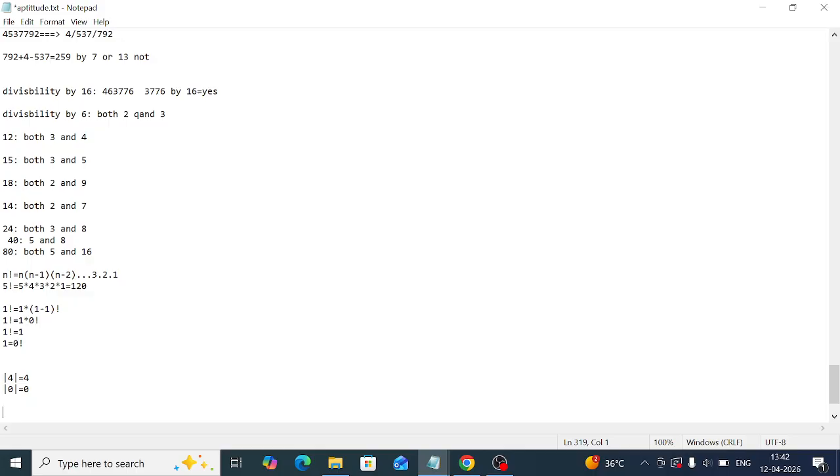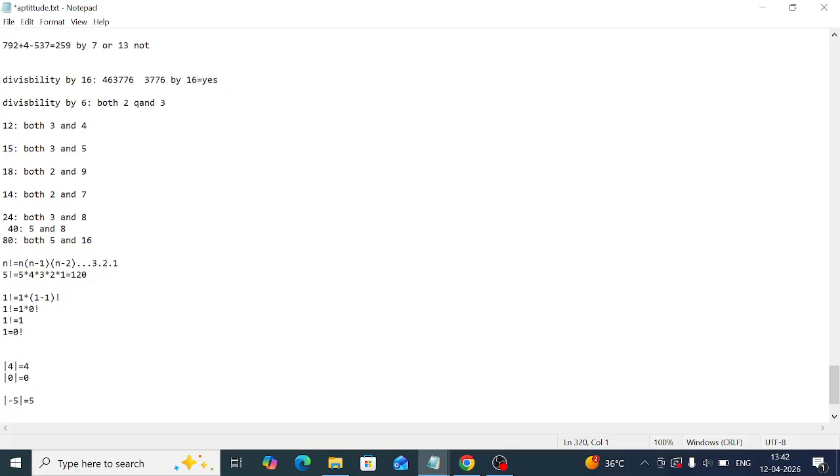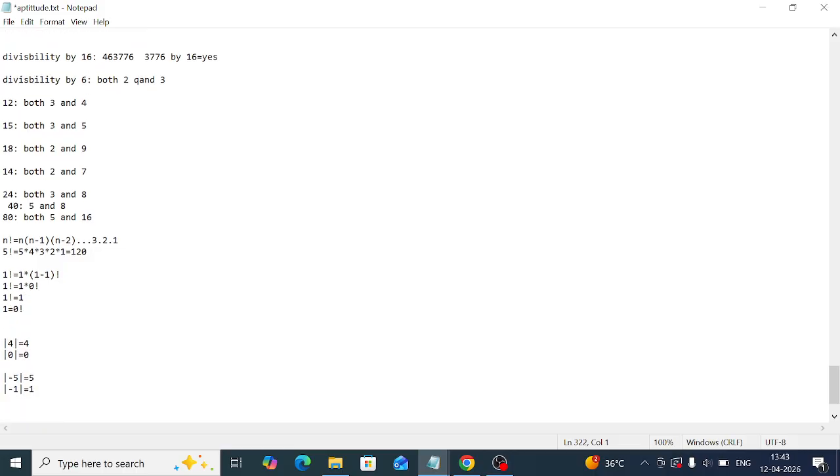When a number is positive, these things happen. When a number is negative, what happens? We will see. Modulus of -5 you are going to get 5. Modulus of -1 also you are going to get 1. Okay, modulus means distance from 0. Distance is always positive. For negative values it is going to take the positive value. This is also called floor values.